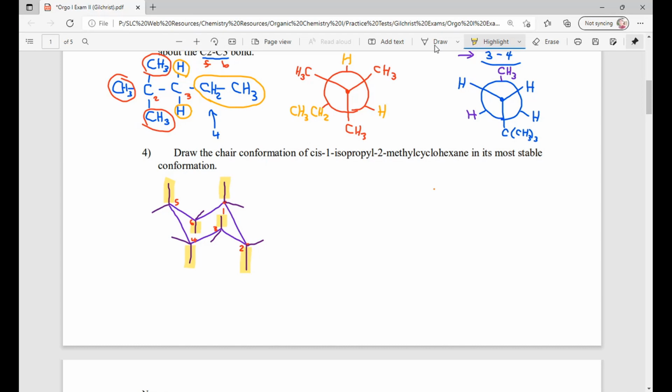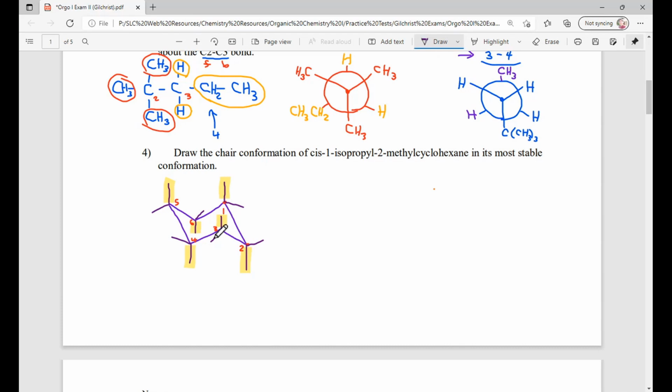So if I look at carbon number one, there's one group up and one group down. The equatorial is down, and the axial is up. Here, number two, axial is down, equatorial is up. And it switches like that, axial up, axial down, equatorial up, equatorial down. But if it's cis, that means they both have to be up or they both have to be down, okay?